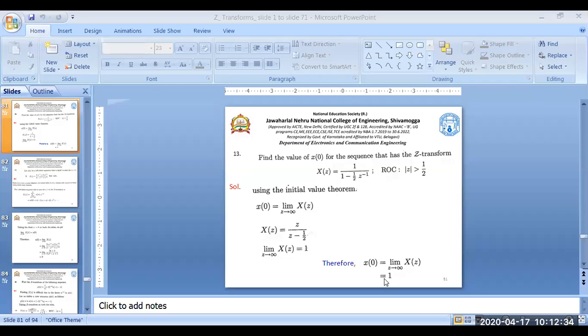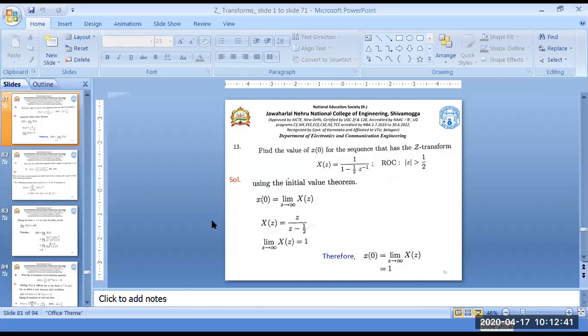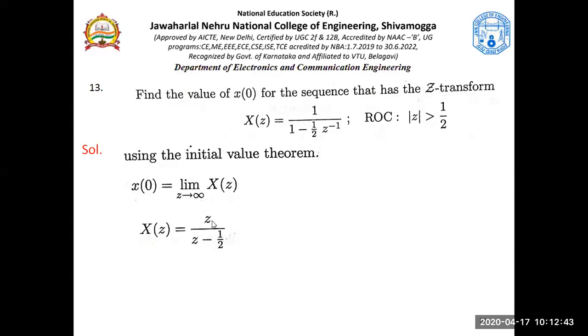Ganesh, understand this. We have z in the numerator as well as z in the denominator. So that means when I apply limit z tending to infinity, this is also infinity and this is also infinity. And I don't know what infinity is. Infinity is a number which I don't know.